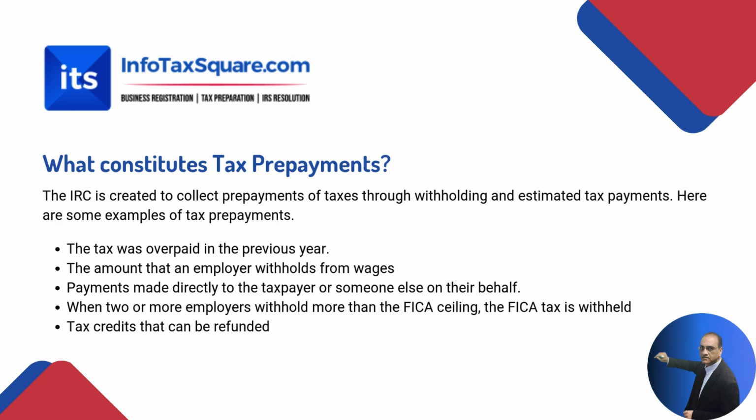Here are some examples of tax prepayments. Number 1. The tax was overpaid in a previous year. Number 2. The amount that an employer withholds from wages. Number 3. Payments made directly to the taxpayer or someone else on their behalf. Number 4. When 2 or more employers withhold more than the FICA ceiling, the excess FICA tax is refunded. Number 5, and the last point of what constitutes tax prepayment, tax credits that can be refunded.